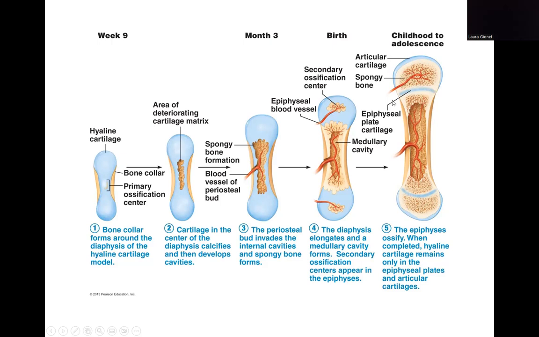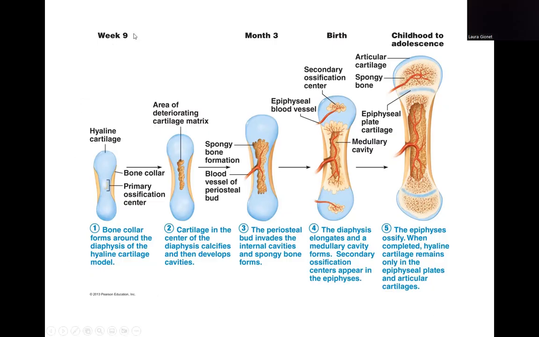When you reach adulthood, that epiphyseal plate here will turn white because those cartilage cells die off, get replaced by bone, and it becomes an epiphyseal line. Okay, so here in number 4, the diaphysis elongates and a medullary cavity forms. Secondary ossification centers start to appear in the epiphyses. The epiphyses ossify, which means it goes from chondrocytes to osteocytes. When completed, hyaline cartilage remains at those 2 locations.